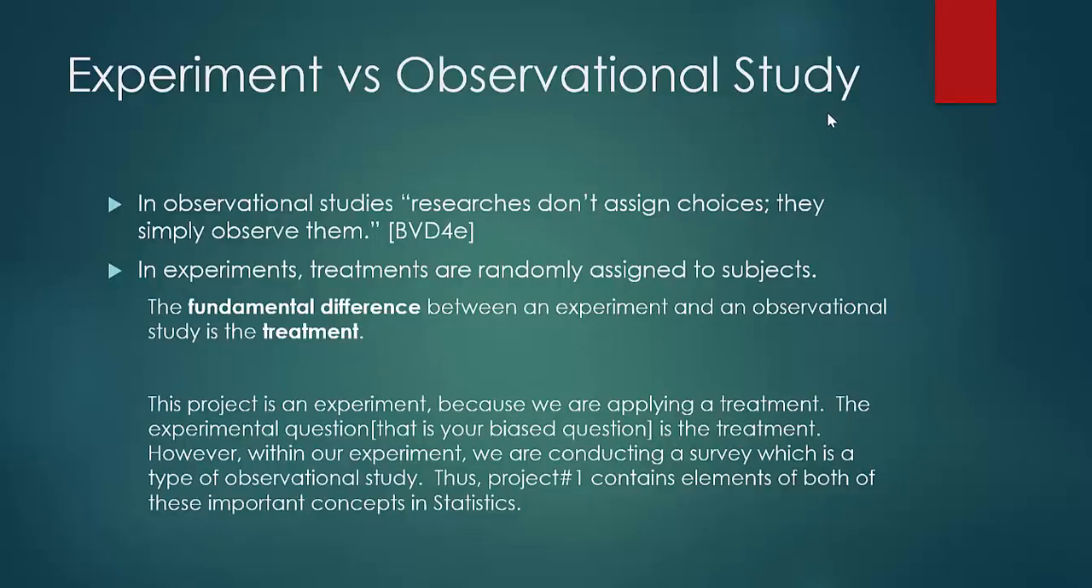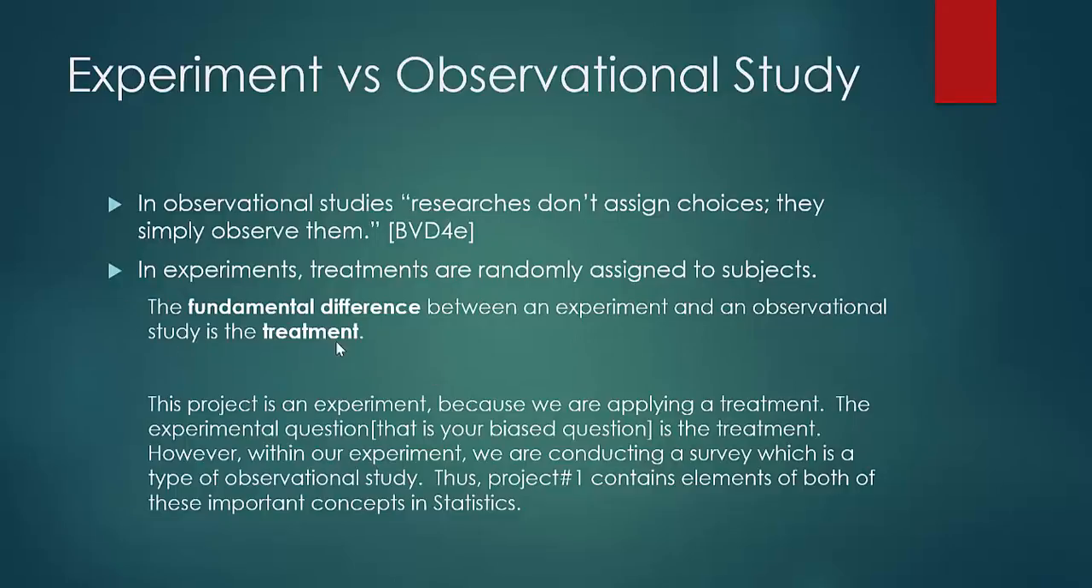Experiment versus observational study. These will be two terms that we refer to frequently in stats. An observational study is an attempt to gain some information, but we don't actually assign choices. We observe, as is the name, data, people, subjects. We ask them questions, we survey, we look at data that's already been gathered, but we don't actually do something to them. As opposed to an experiment, there are treatments and hopefully they are randomly assigned to subjects.